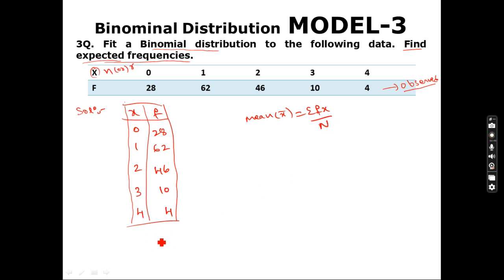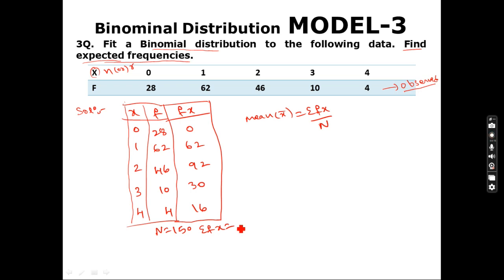What is capital N? It is the total of the frequencies. If you add 28 plus 62 is 90, and so on, the total frequency is 150. Now we have to find f into x: 0 into 28 is 0, 1 into 62 is 62, 46 into 2 is 92, 3 into 10 is 30, and 4 into 4 is 16. The total of summation fx is 200.